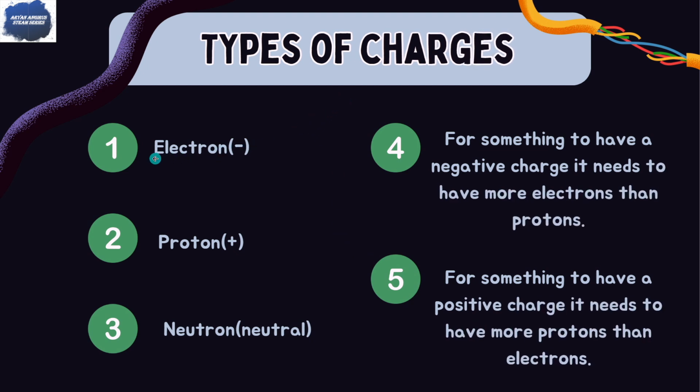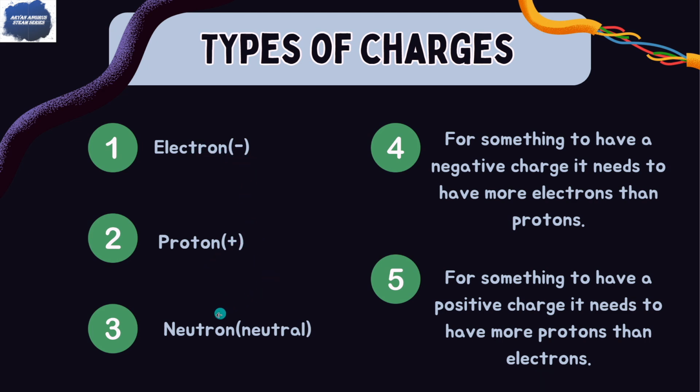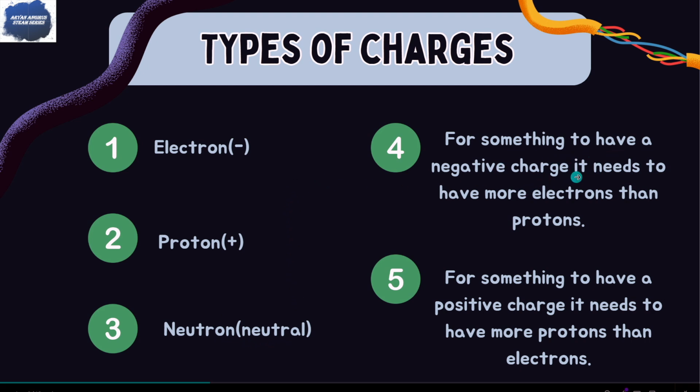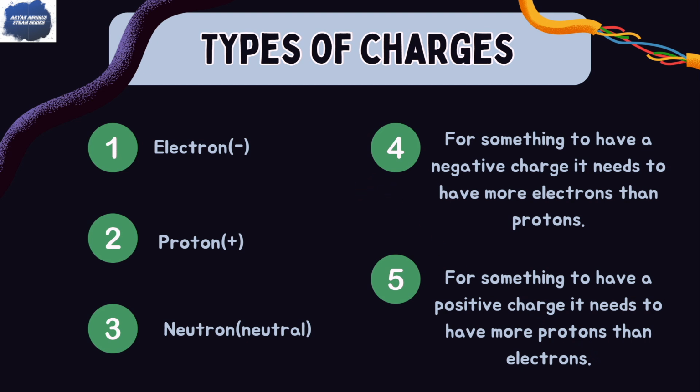Types of charges: electrons, protons, and neutrons. Electrons are negative, protons are positive, and neutrons are neutral. For something to have a negative charge, it needs to have more electrons than protons. And for something to have a positive charge, it needs to have more protons than electrons. And for something to be neutral, like almost everything in our everyday world, like my table, my keyboard, it needs to have the same amount of protons and electrons.